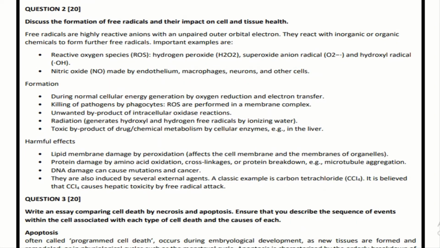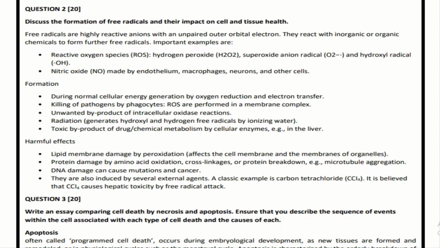Next question is, discuss the formation of free radicals and their impact on cell and tissue health. Free radicals are highly reactive chemical species with an unpaired electron in the outer orbital. They react with inorganic or organic chemicals to form further free radicals. Some examples are reactive oxygen species like hydrogen peroxide, superoxide anion radical, and hydroxyl radicals, and nitric oxide made by endothelium, macrophages, neurons, and other cells.